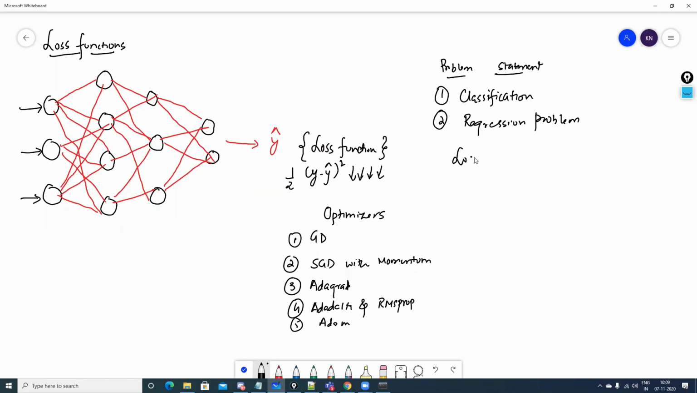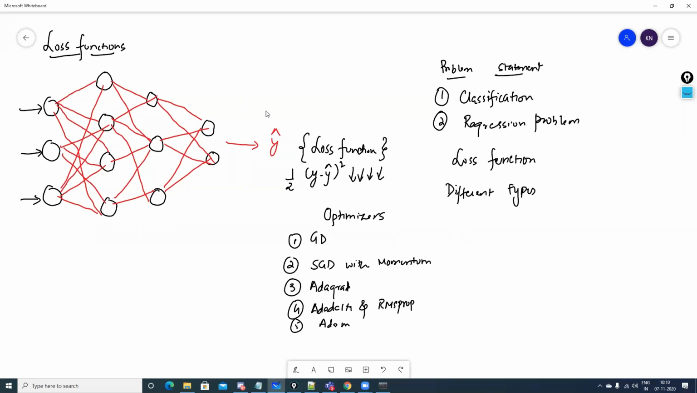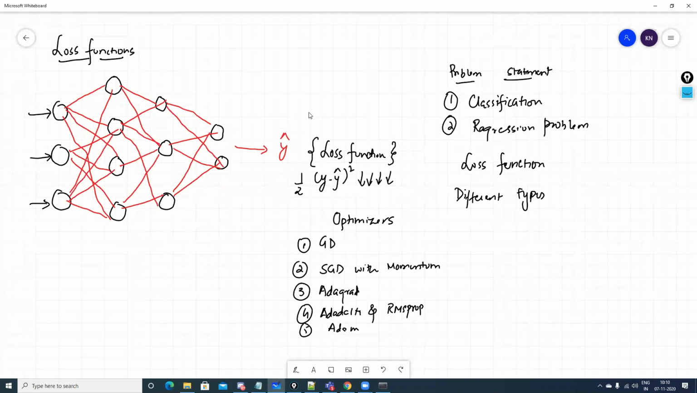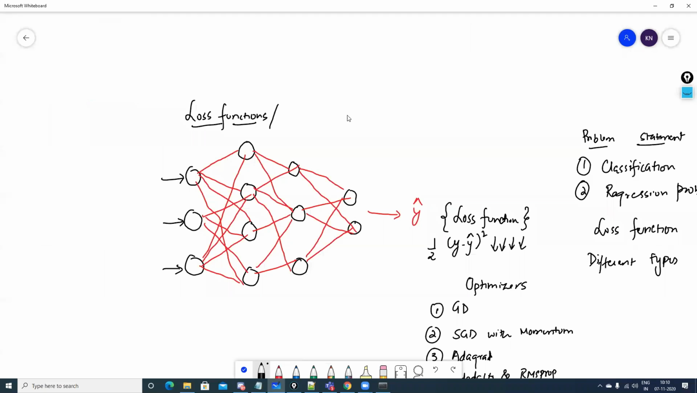Usually the loss functions with respect to classification and regression problems are of different types. And we will go through all these particular types. Now, before that, loss function is also called a cost function, and it is also called an error function. Different names we basically use: loss function, cost function, error function.